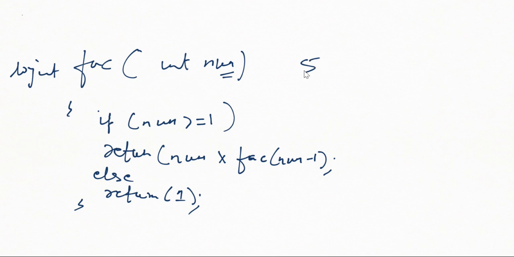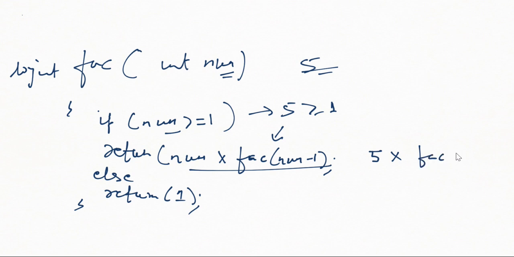We passed 5, so the value of num is 5 at the moment. If num is greater than or equal to 1, so 5 is greater than or equal to 1. This is true. It comes over here. What is this return doing? Num becomes 5 multiplied by factorial of 4. So this function is again called, and this time the value 4 is passed. So now the new value of num becomes 4.